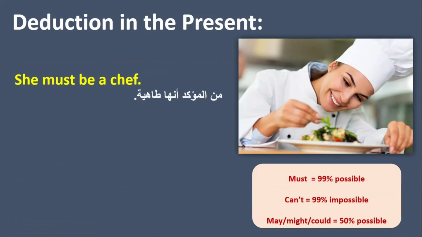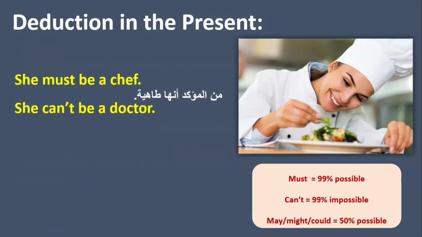How do I know this? As I said, from the way she's dressed, from the food she's looking at, we are assuming or speculating or guessing that she is a chef. In order to show that I'm speculating, I will use a modal verb like this one, must. She must be a chef. Must here does not mean anything about obligation. يعني مش معناها لازم تكون طباخة. No, we are saying I'm guessing. أنا بخمن. But must here is used to show that I am guessing, and that my guess is very strong.